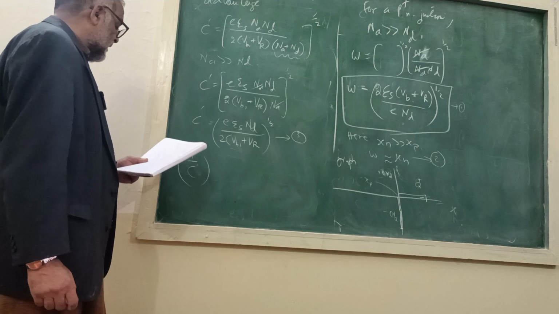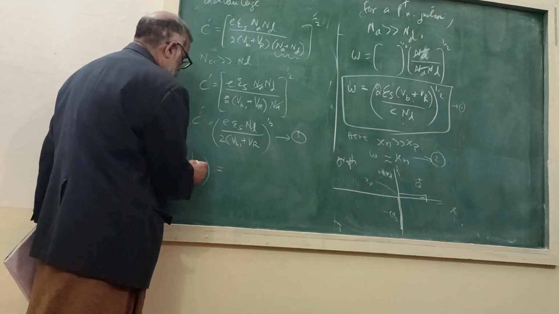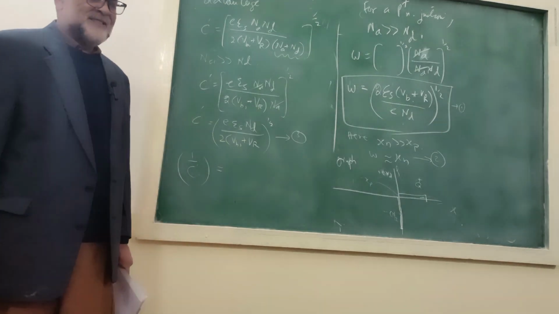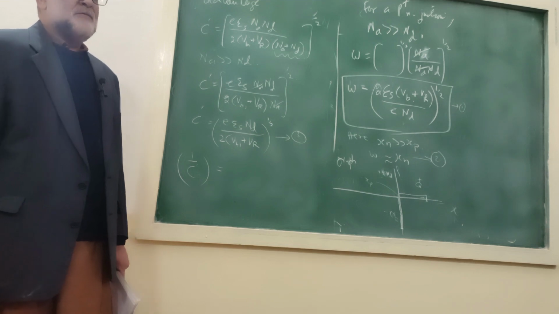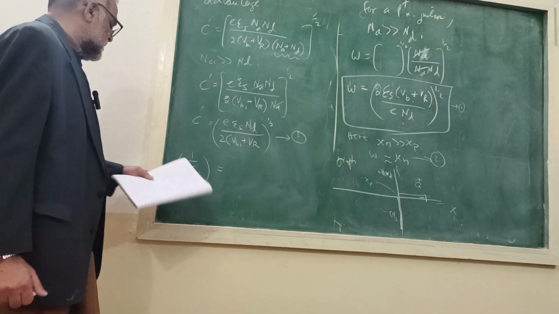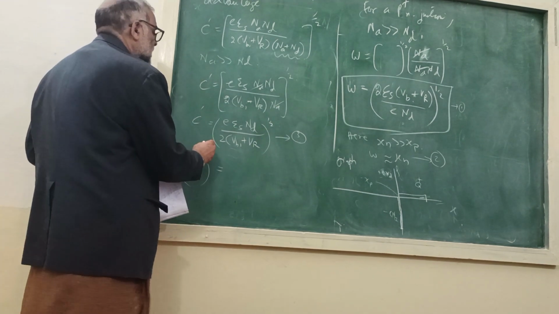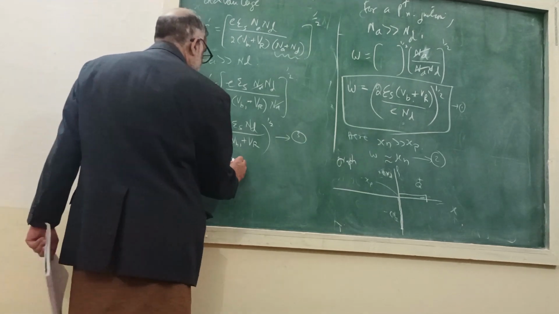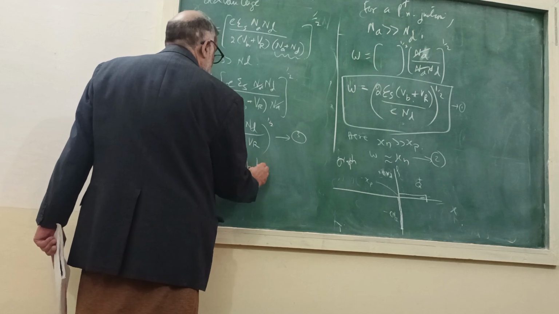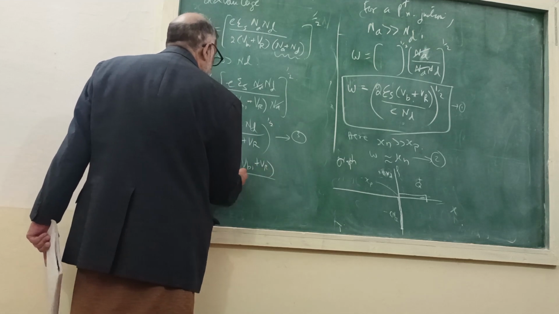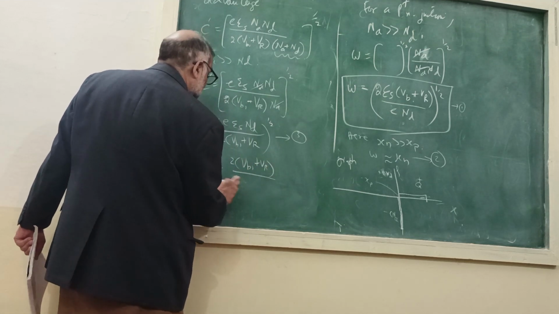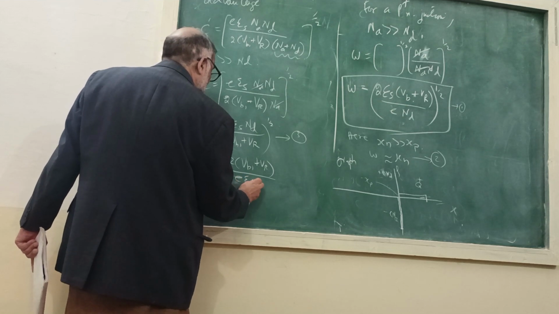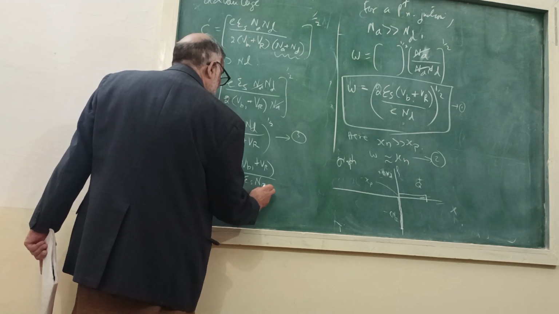So if you invert it, 1 over C, and take the square of it, 1 over C square, you get 2 (V BI plus V R) divided by E epsilon S N D.